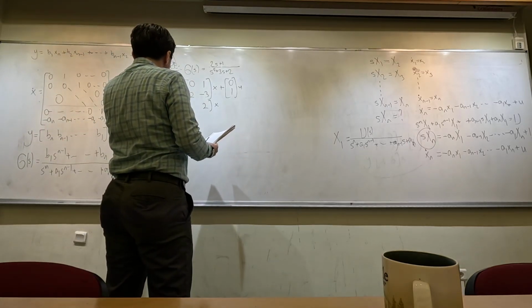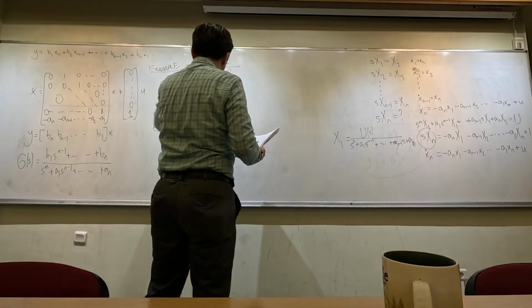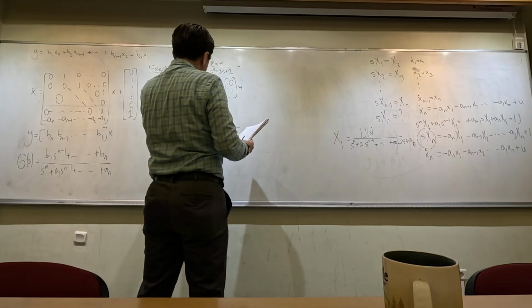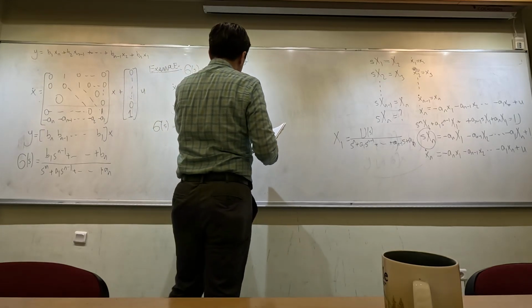Now we have a tricky one. It is 5 s cubed plus 10 s squared plus 2 s plus 3.